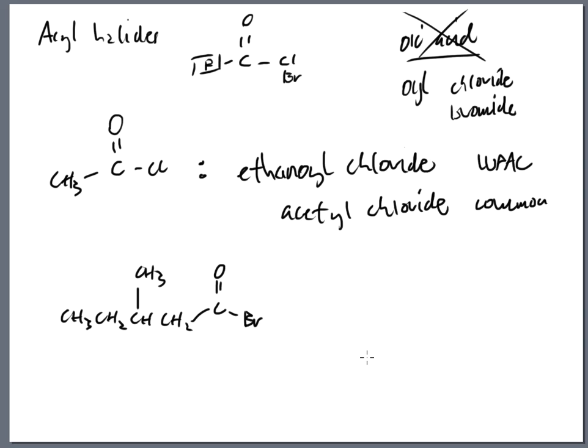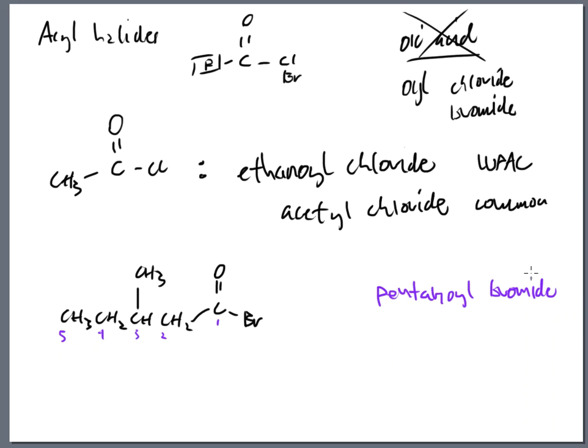So IUPAC first. Longest carbon chain. Okay, well, let's number them. 1, 2, 3. If I go up, that's 4. I can do better. 4, and then there's a 5th. So 5 carbons in total. All right, so 5 carbons in total is a pentane, but I drop the E, and I add oyl, and then the word bromide, because there's a bromine on it. So pentanoyl bromide.